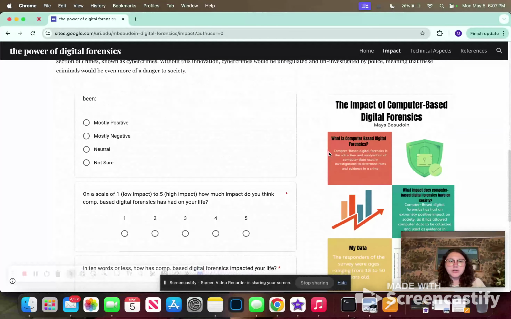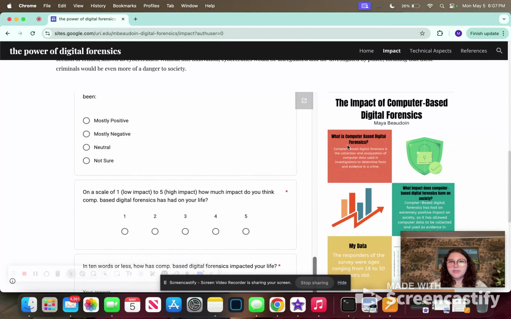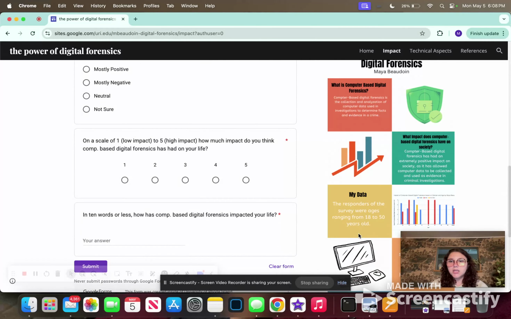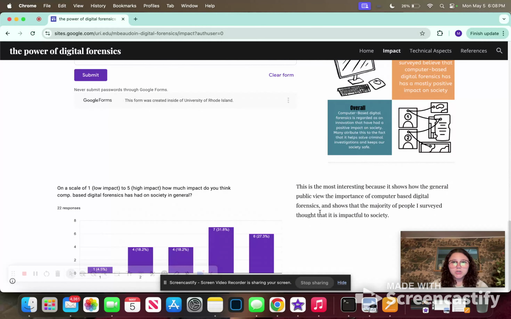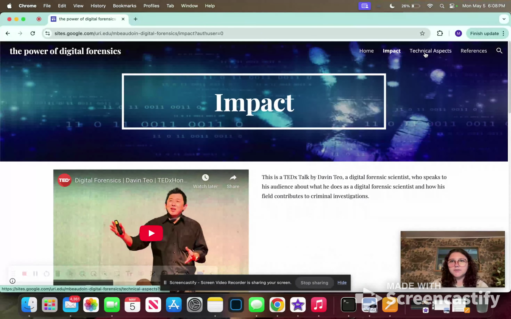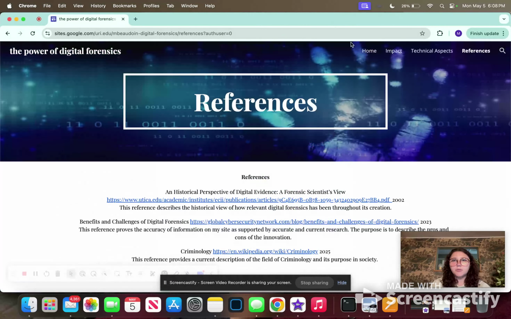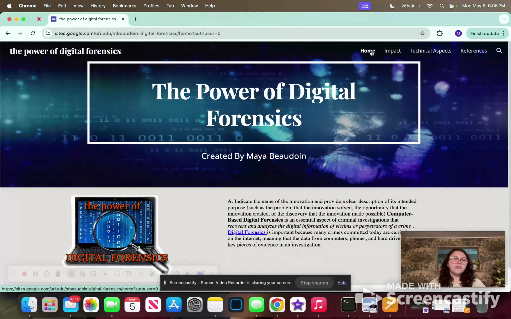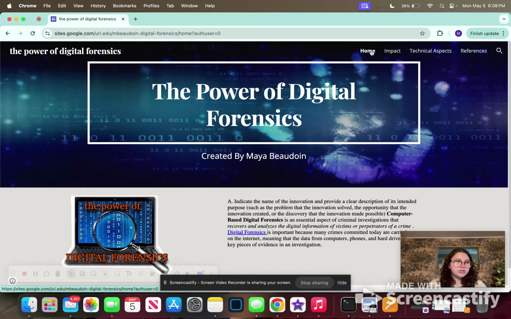I also included on here the link to my Google survey that I put out, and then this is the infographic I made, and then if you scroll down further, it's my chart that I got from the responses. And then I also have technical aspects and my references at the end, but we'll get back to those things.